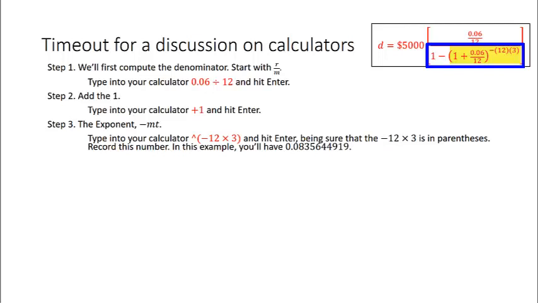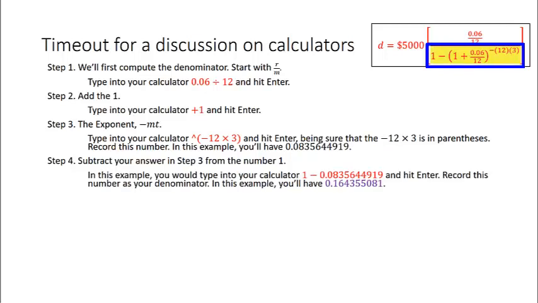Be sure that negative 12 times 3 is in parentheses, and be sure that you're using the negative and not the subtraction button. Record this number. In this example, you'd have 0.0835644919. Subtract the answer you found in step 3 from the number 1.